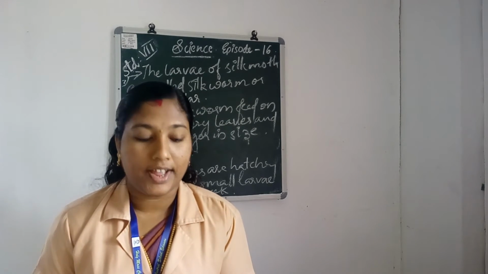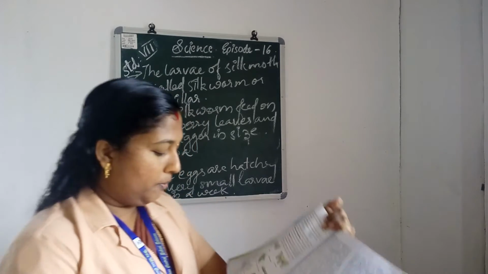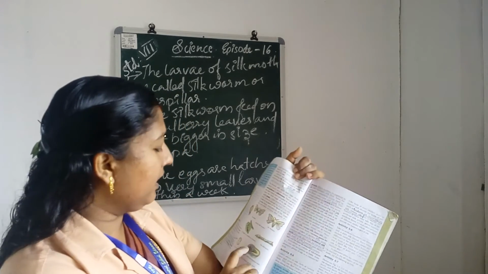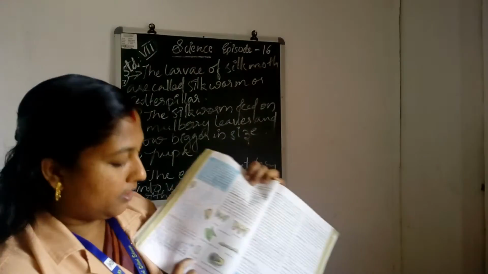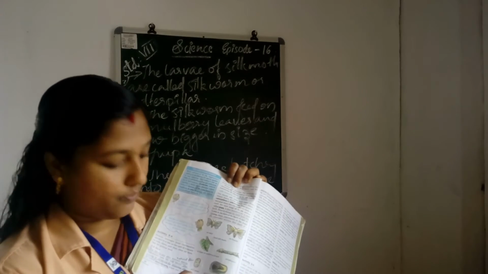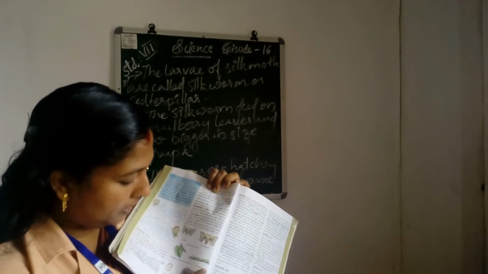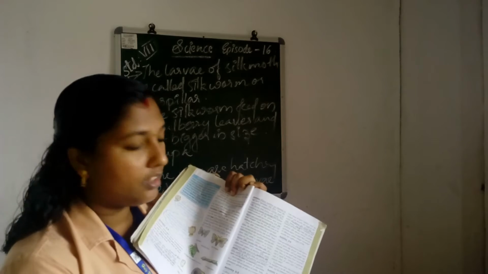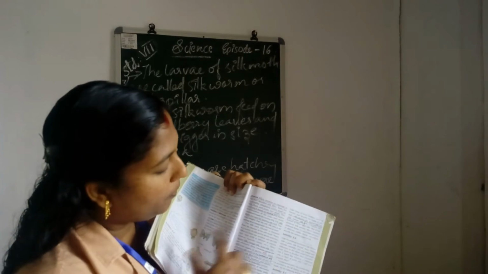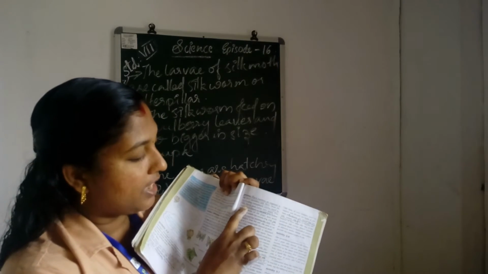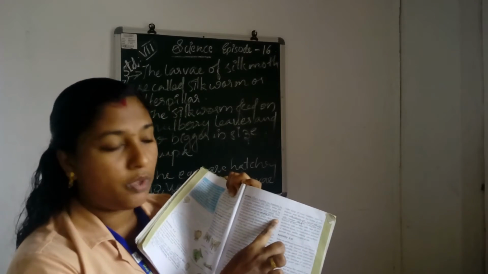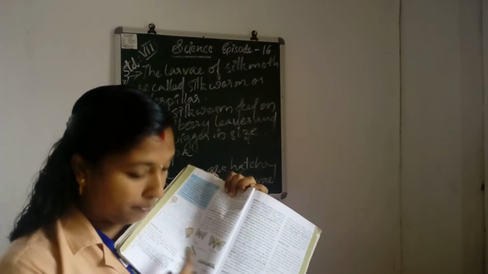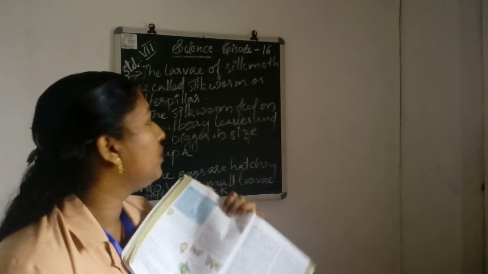This covering is known as cocoon. On page number 28, the figure of the cocoon is given. What does the caterpillar do? The caterpillar covers its full body with the silk fibers and turns into a pupa. This covering is called a cocoon.